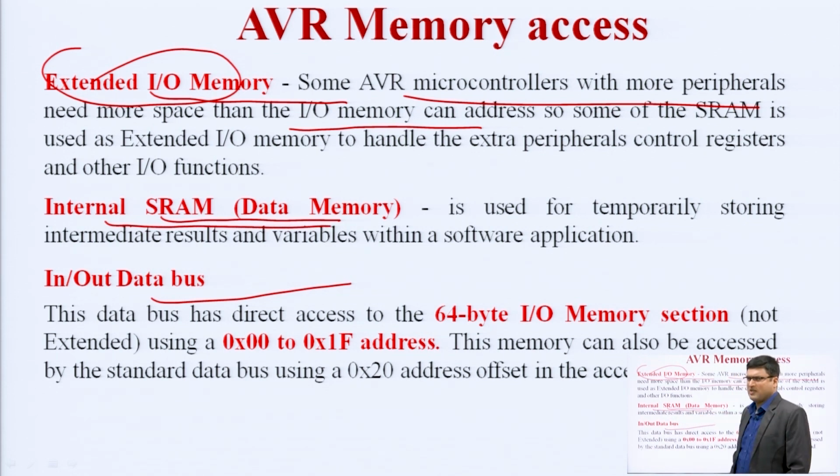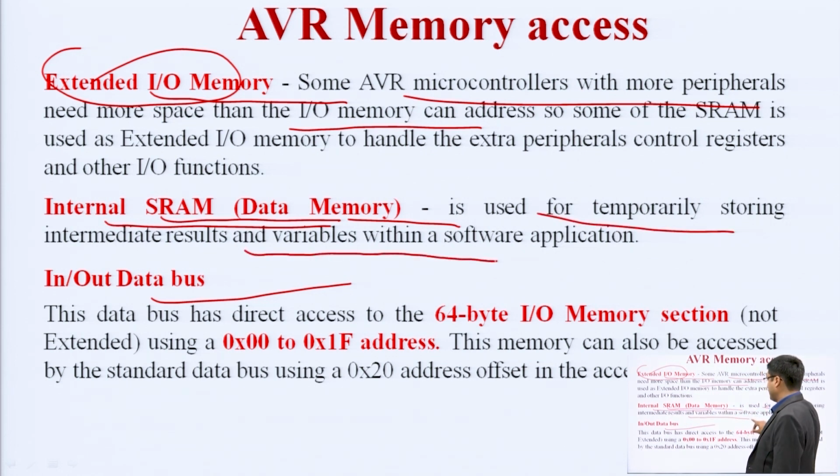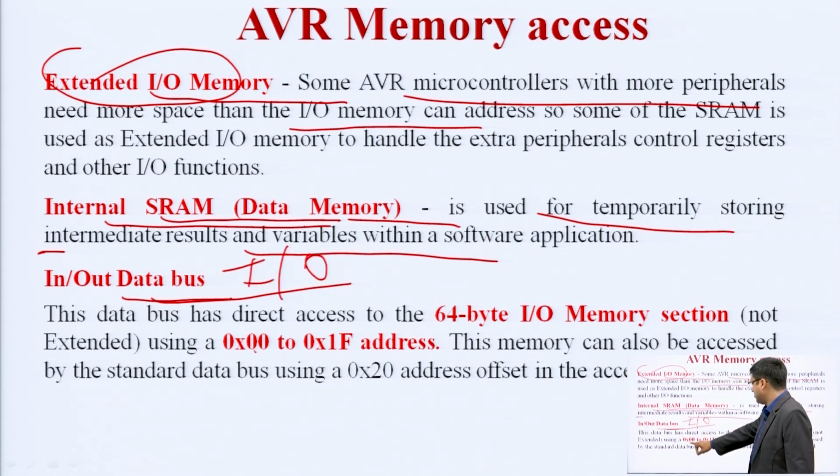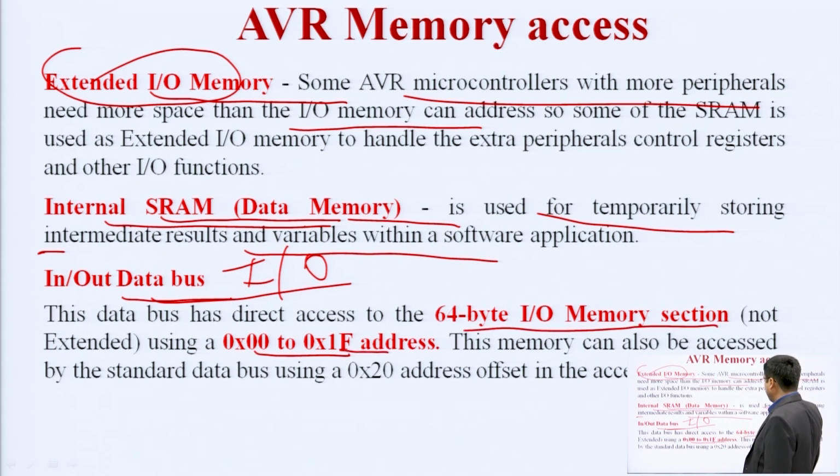We have seen in our previous slide what the function of the SRAM data memory is. It is used for temporarily storing immediate results. We are getting data from the ALU, and on a temporary basis the data is stored in the SRAM memory. The input output data bus works either as an input or as an output. It has a range from 0000 to 001F, and a 64 byte input output memory section.